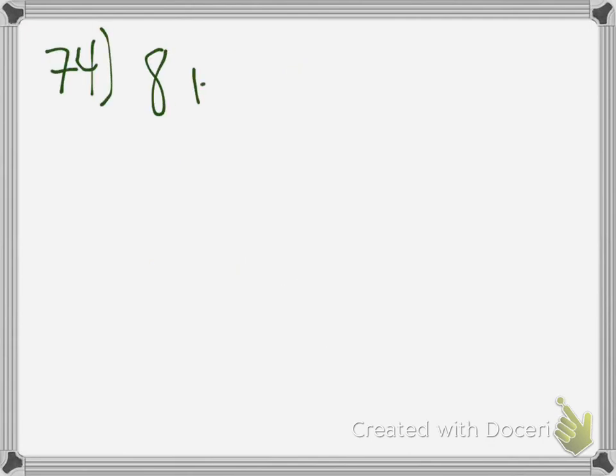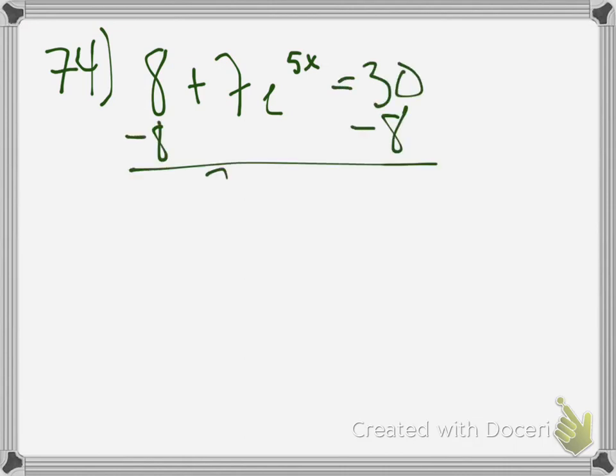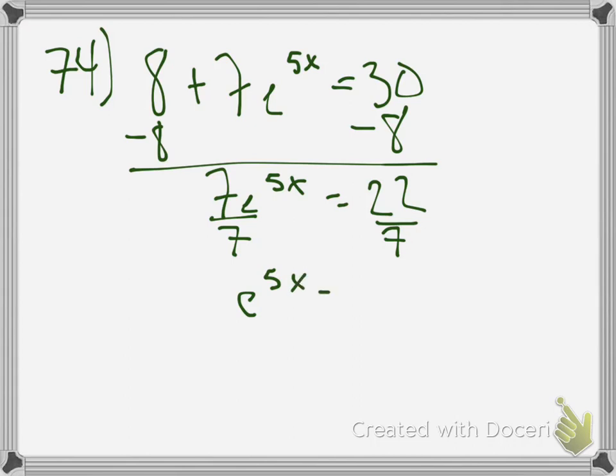74, same thing, but I'm going to subtract the 8 and then divide by 7. So I subtract the 8 and then divide by 7, and I get e to the 5x power is equal to 22 over 7. Once you do that, keep in mind that once you do the natural log, you still have to get rid of that 5x. So you still have to divide by 5.